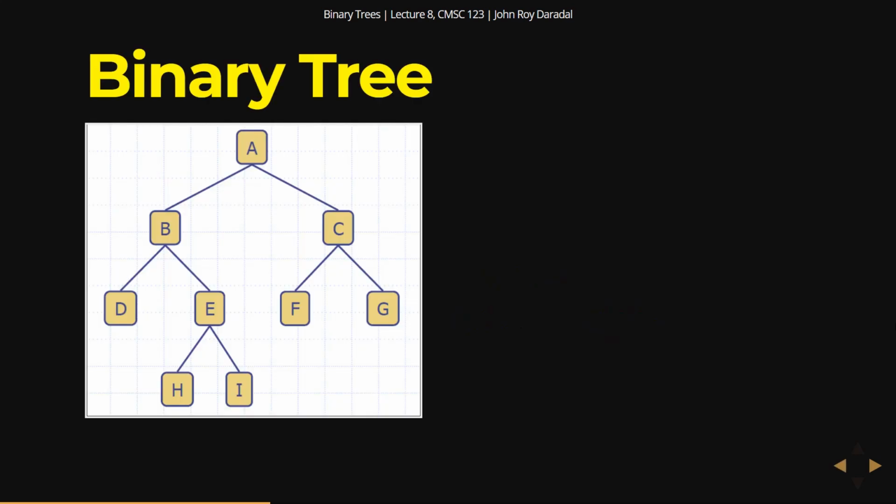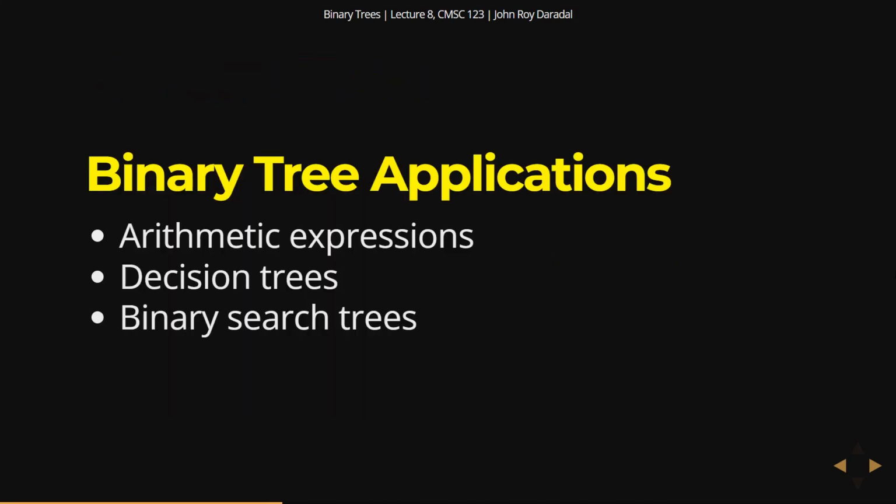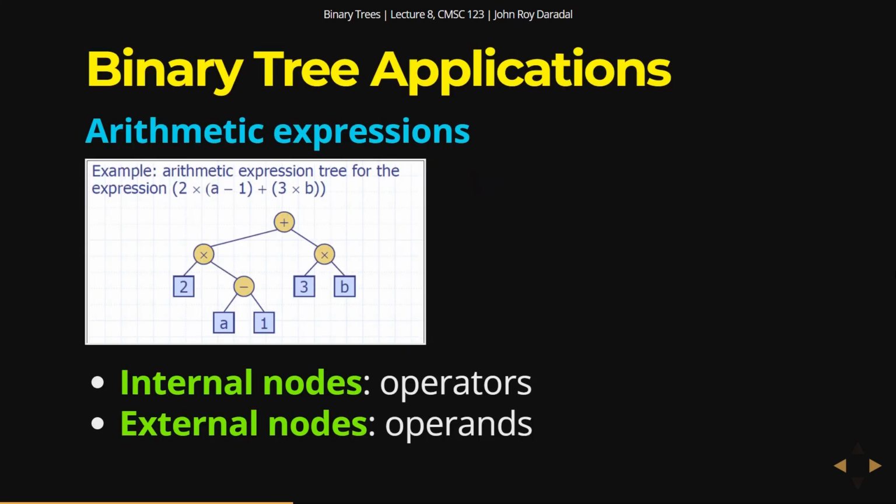Okay, so it kind of looks like this. This is an example of a binary tree. You'll notice that all nodes either have 0, 1, or 2 children. For example, here A has 2 children, B also has 2, C has 2, E has 2, and then the rest are leaf nodes. So this is a binary tree. Some applications of binary trees include arithmetic expressions, decision trees, and binary search trees, which we will discuss in a later video. So how can we use this for arithmetic expressions?